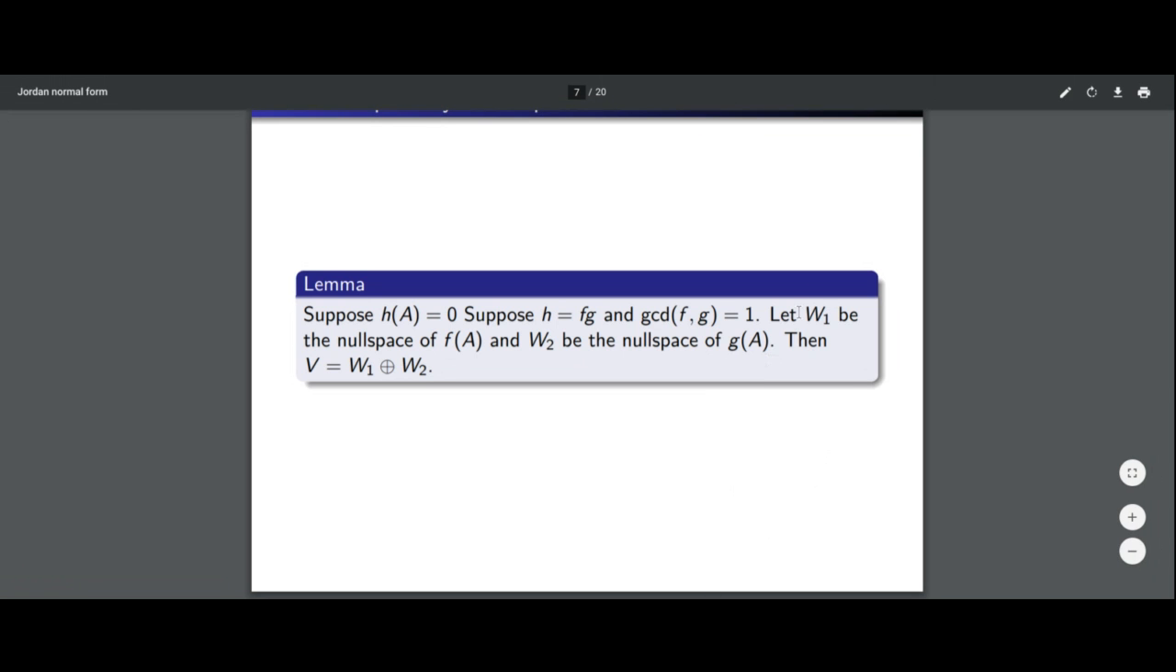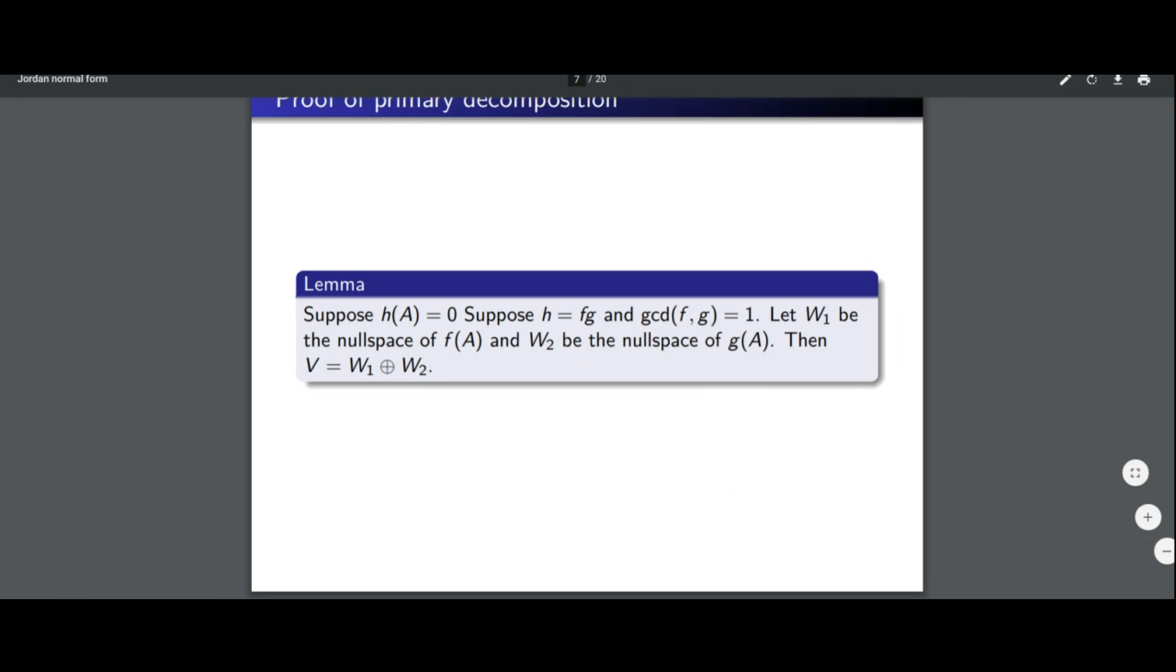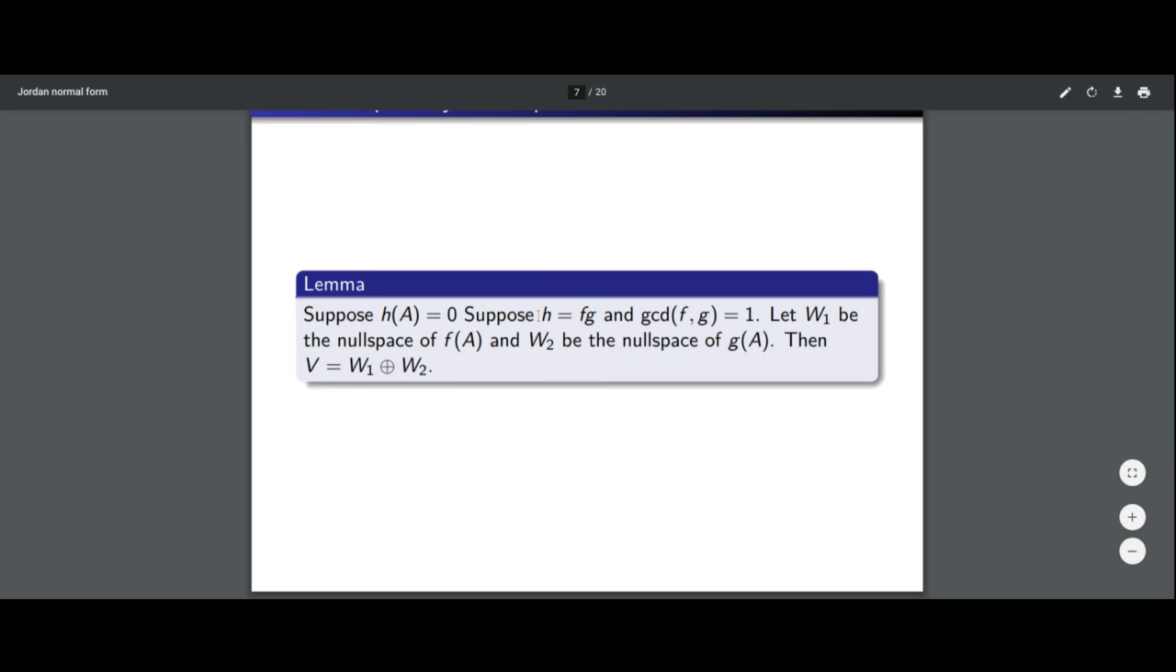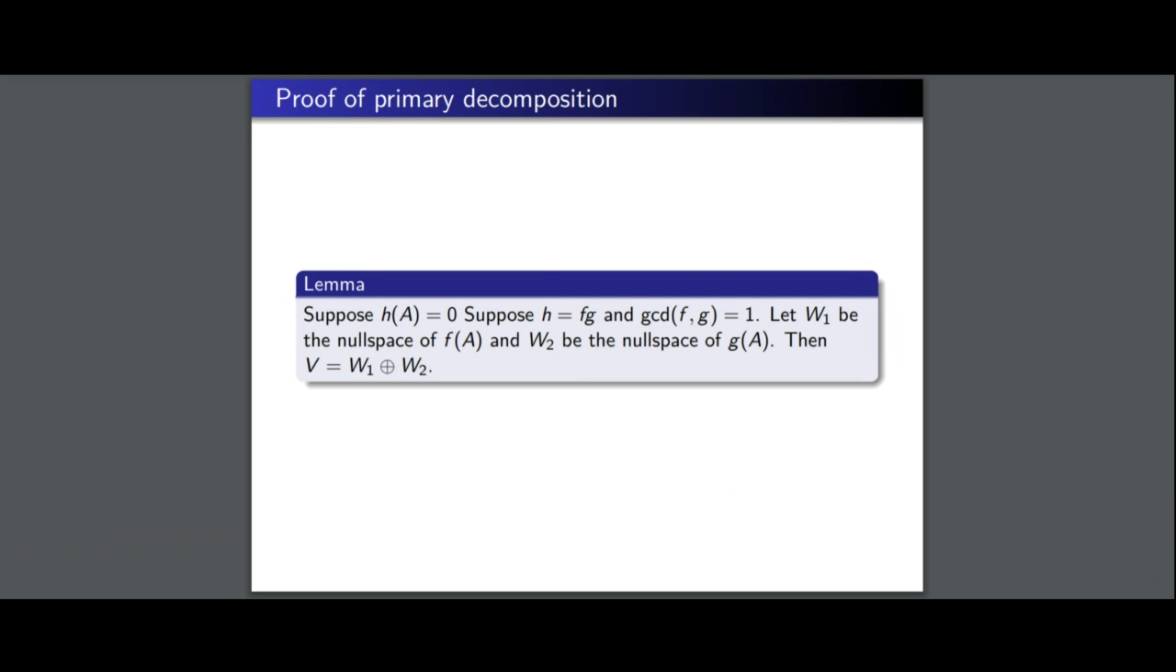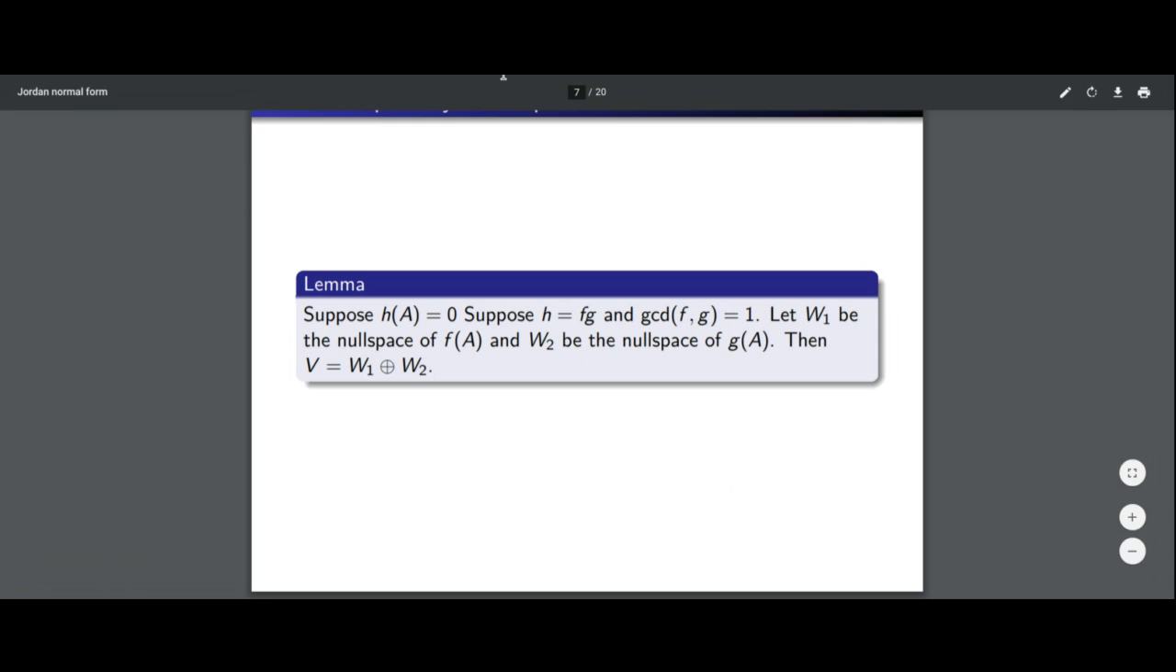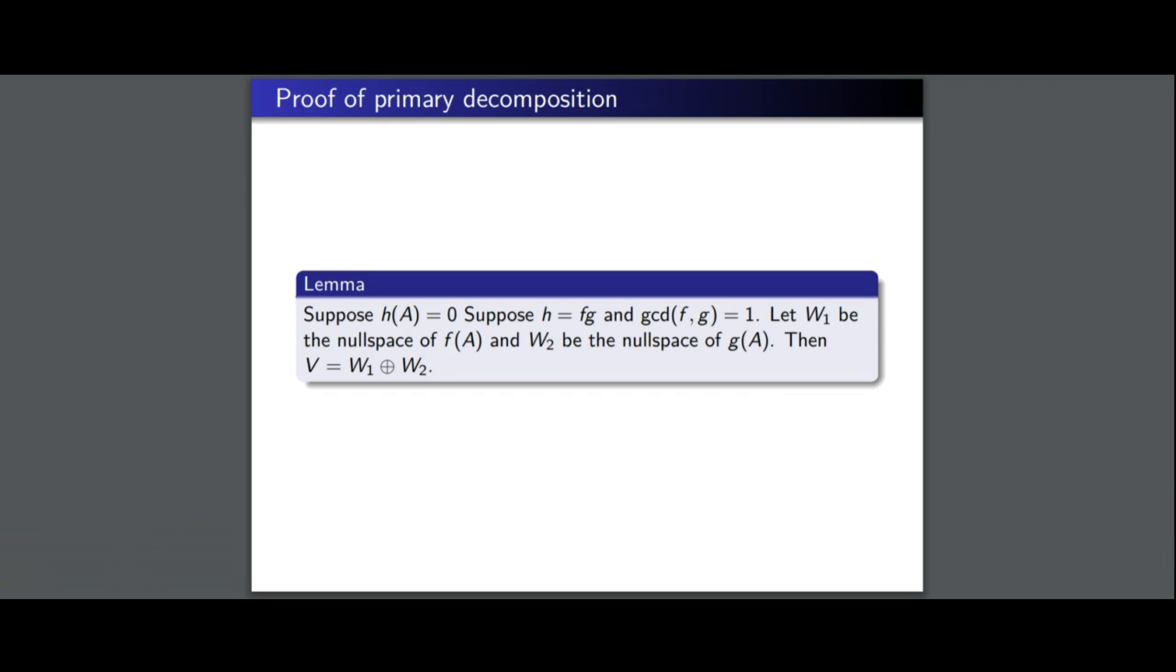Okay, well, let's think about how to prove this for the simple case where h is x minus 1 times x plus 1. Let's try to prove it for h equals x minus 1 times x plus 1. So we'll suppose that t minus 1 times t plus 1 equals 0.